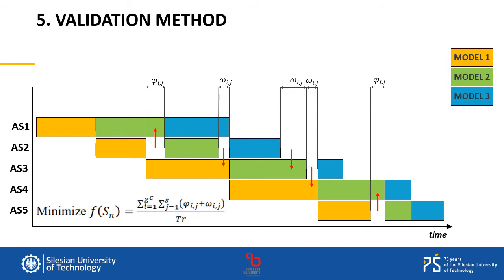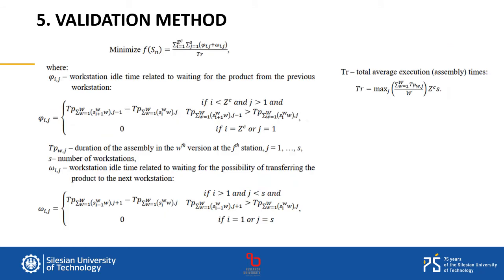The shown formula was defined as the objective function for the modified SA algorithm. The goal is to define a sequence that maximizes the line efficiency. The algorithm's objective is to find the minimal value of the sum of all idle times occurring in the production plan, divided by the average assembly time for normalization of results. When the previous workstation is still processing, the phi value is calculated for the current workstation, and when the next workstation is waiting for the element, the omega value is calculated, and then summed respectively for each position in the sequence.